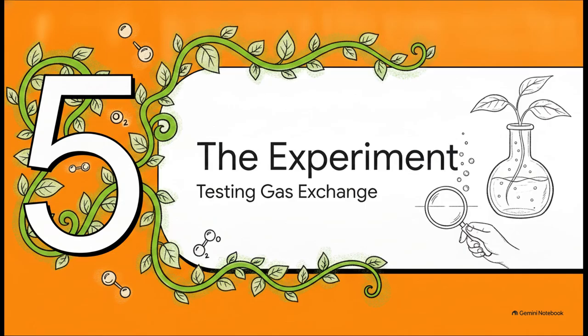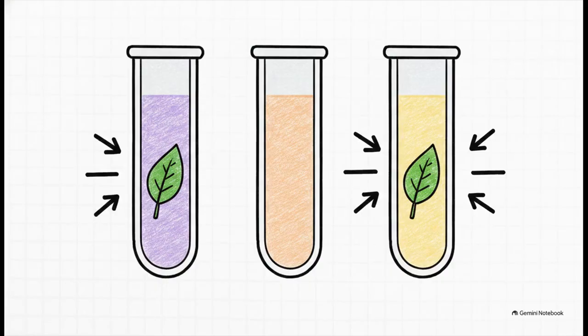So, how do we know all this is actually happening? Part 5, proving it with an experiment. To make these invisible gases visible, scientists use a special chemical called a hydrogen carbonate indicator. It basically acts like a mood ring for the atmosphere, dramatically shifting colors based on carbon dioxide levels. Orange is our baseline, normal atmospheric CO2. If a plant sucks CO2 out of the air, the liquid turns purple. If the plant pumps CO2 into the air, making it more acidic, it turns yellow.